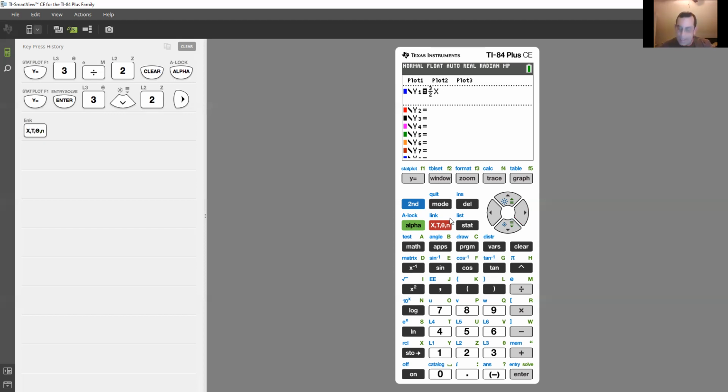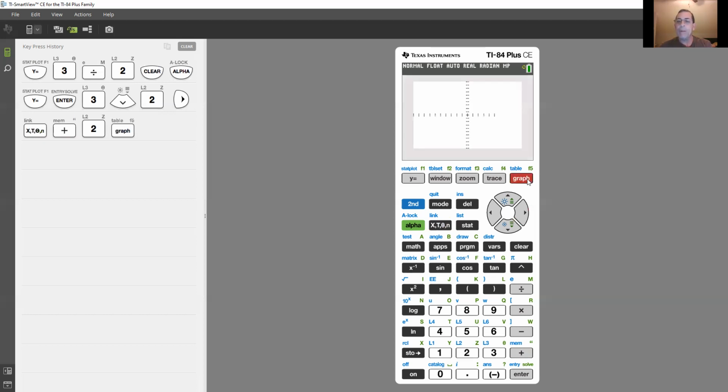All right, so I got my 3 halves X. Now I need to come down here and put my plus 2. So I now have 3 halves x plus 2. I want to see what the graph looks like. So I'm going to come down here, and y'all follow me. Where the y equals is, if you go all the way to the right, you got graph. Hit that graph button, and it graphs the line for you. So you now know what this is going to look like when you're done. So remember, we was looking at MATLAB.